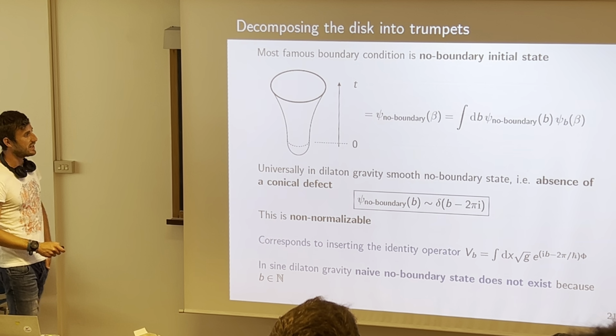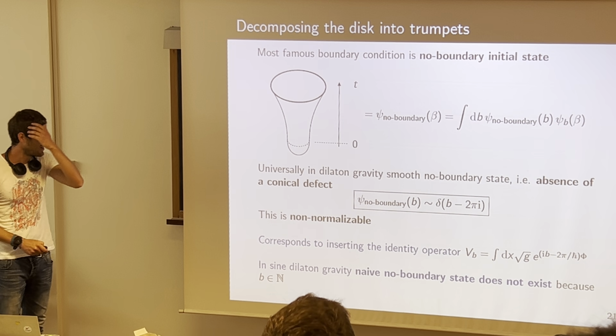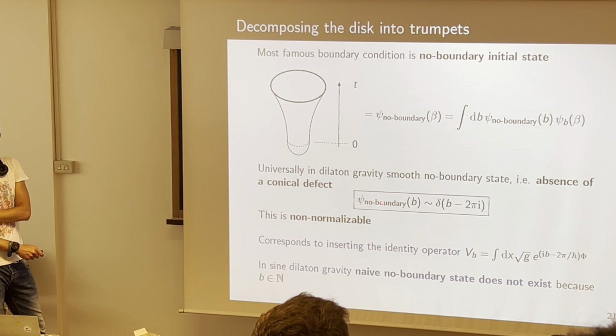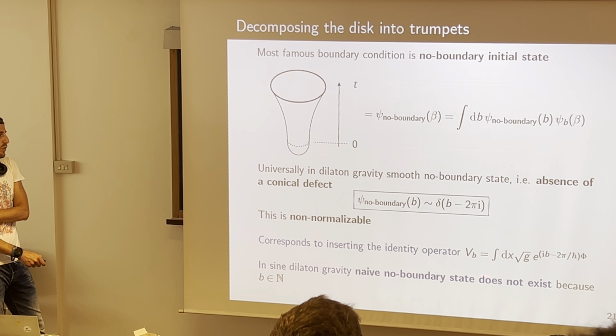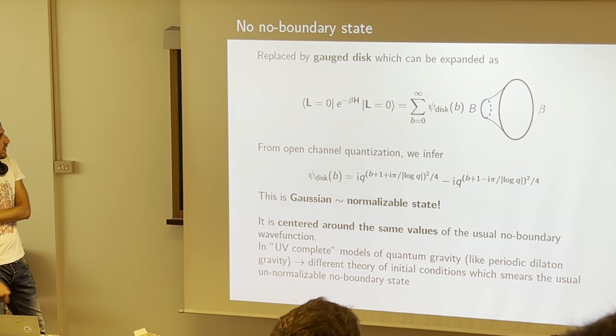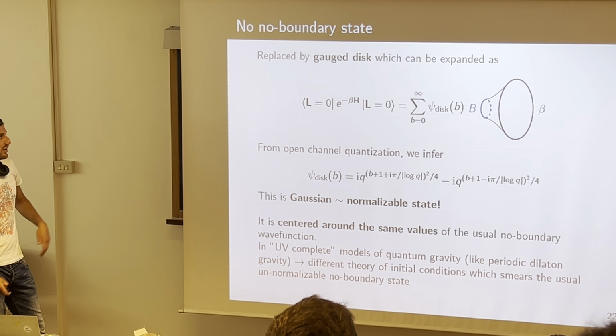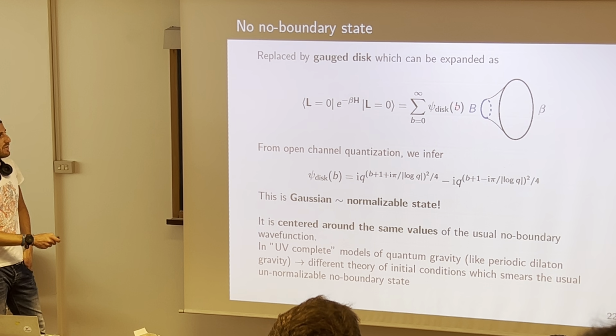But it's not physical in sine dilaton gravity, because in sine dilaton gravity, we saw that B has to take discretized values. So this value 2 pi i does not belong to the physical spectrum of the theory. So this is saying that the naive no boundary state does not exist in sine dilaton gravity. So what is replacing that? Something else. And we can compute what this something else is.